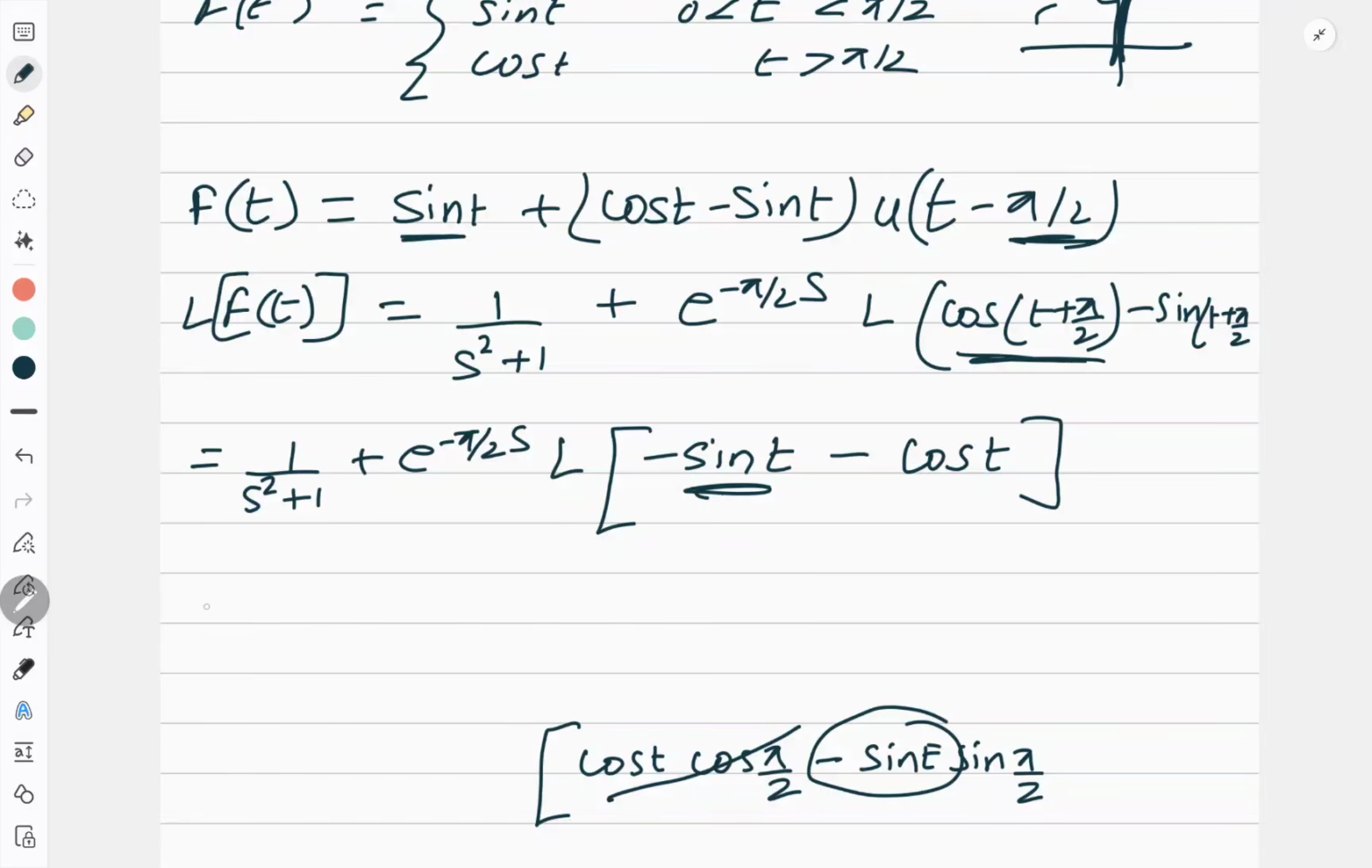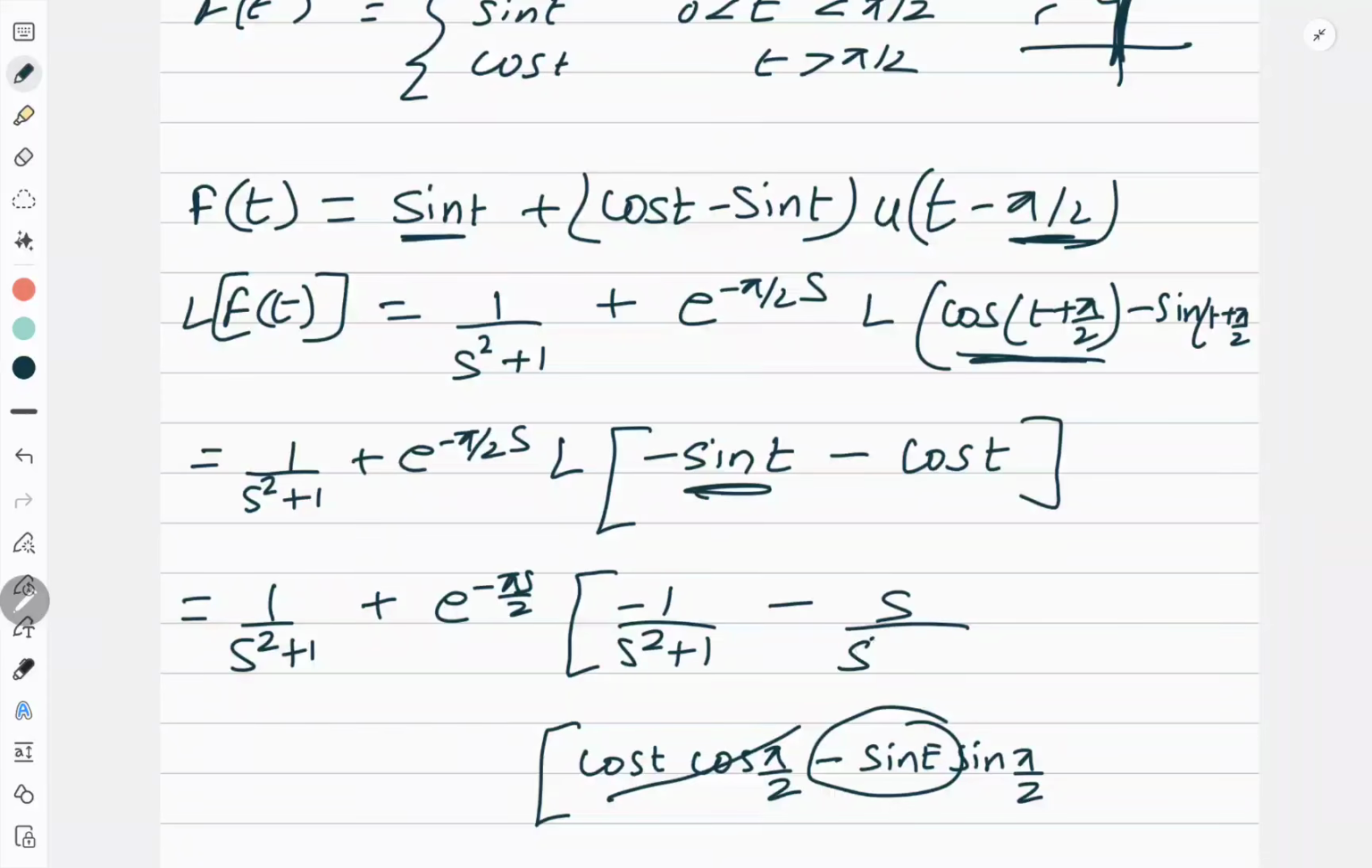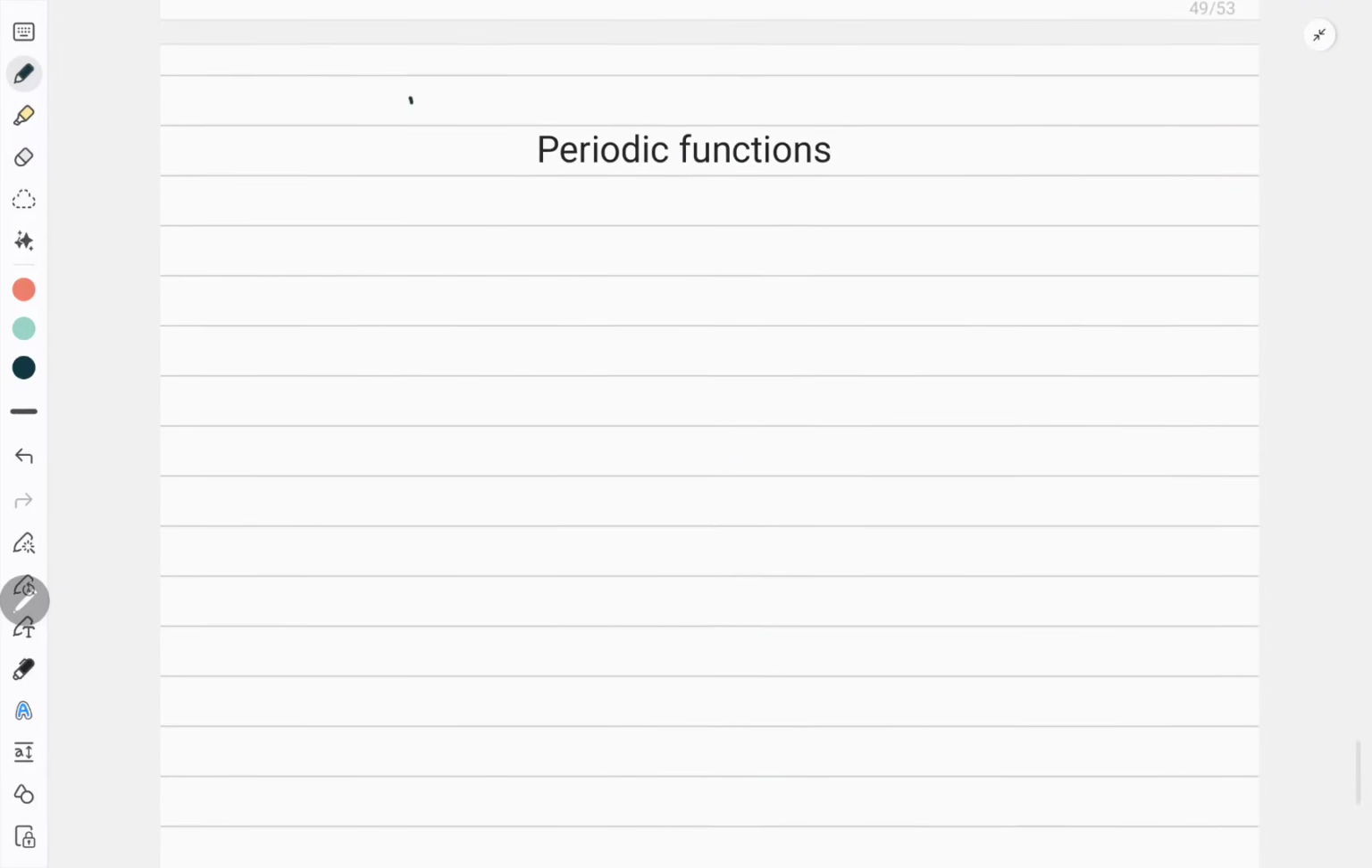Okay? Now apply the Laplace. Now what is Laplace of minus sine t? Minus 1 by s square plus 1. And minus cos t is s upon s square plus 1. So this is my answer. Okay? So with this we are done.